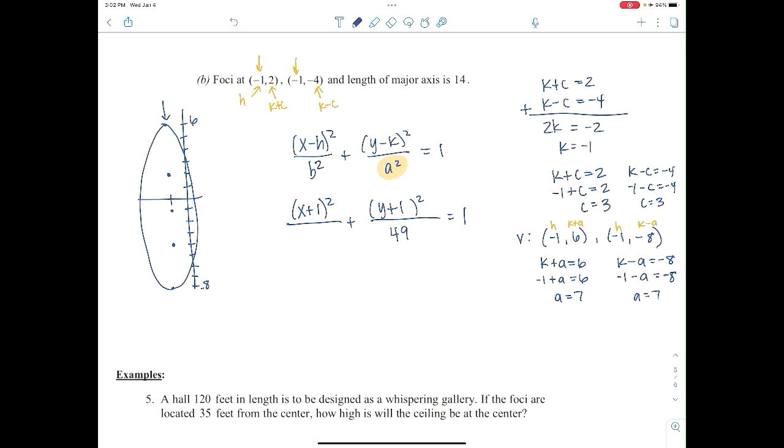We have a c, so let's just find the b. b squared is a squared minus c squared, which is 49 minus 9, which is 40. So b squared is 40. And that's our equation.